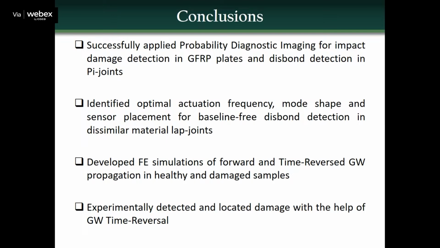We developed FEM simulation and demonstrated it is important for us to understand the sensor configuration and design. And everything has been demonstrated experimentally to locate the damage. Although we haven't done the uncertainty quantification, it's something that you can think about for each application here.